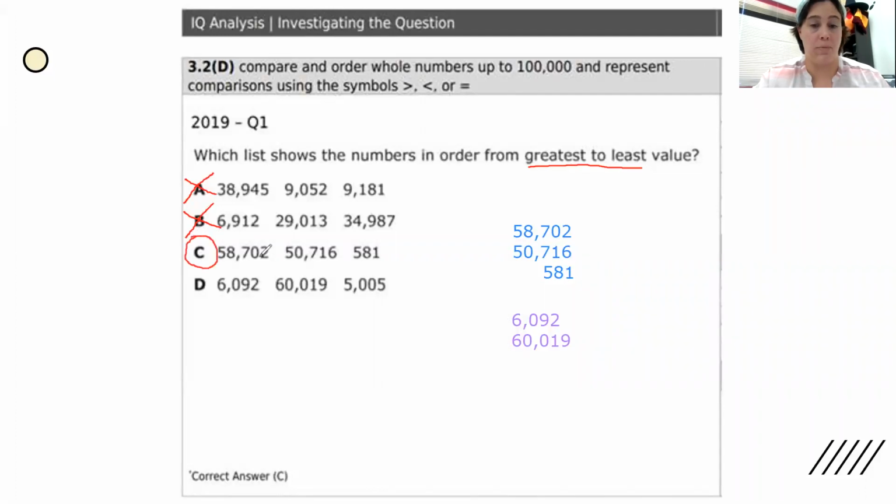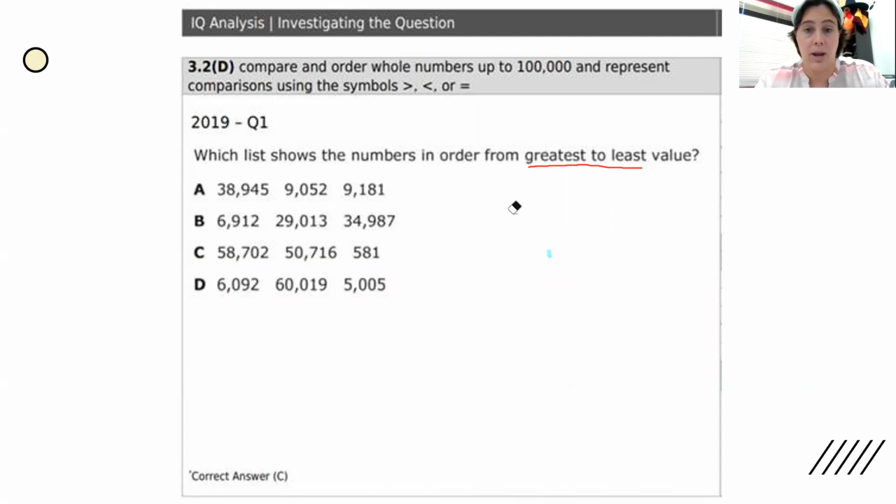C is our correct answer because we were labeling from greatest to least. And when we are reading and writing, we always go from left to right when we are answering reading and writing questions. Very good. All right, let's go ahead and erase this. This was problem number 2, and we are going to finish up with problem 3 next.